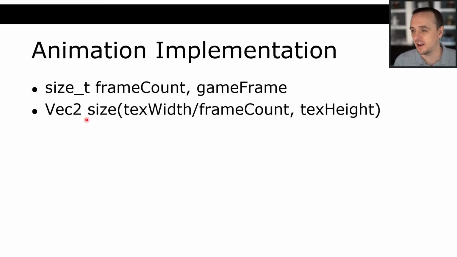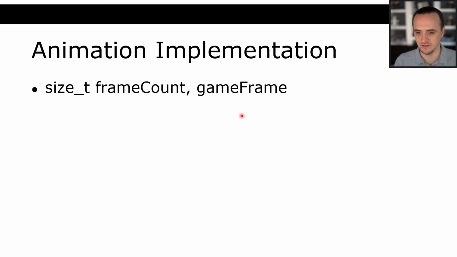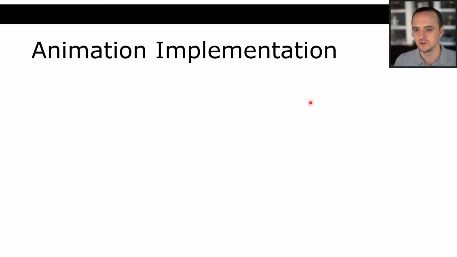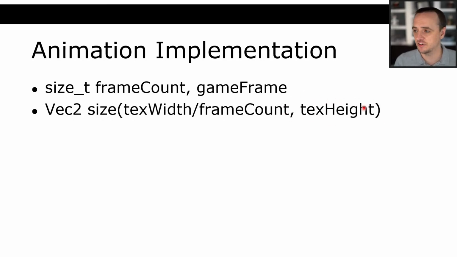So the size of a frame of animation is simply going to be, this is the size of the animation. That is going to be the texture width divided by the frame count, right? This is exactly what we did back here. Texture width divided by frame count. Then the texture height is going to be the height of the animation.